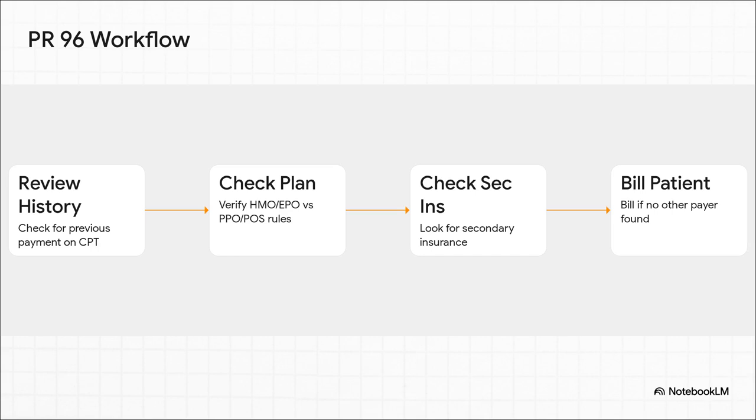Step 2, verify the plan type. If it's an HMO or an EPO and your provider is out of network, well, the denial's probably correct. But if it's a PPO or a POS plan, they usually have out-of-network benefits, so you'd send that right back for reprocessing. Step 3, always check your billing system to see if they have secondary insurance. And finally, Step 4, if the denial is totally valid and there's no secondary payer to bill, that's when you shift the balance and bill the patient.